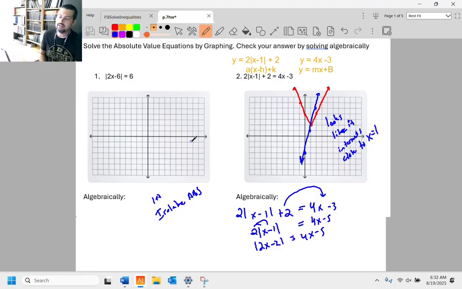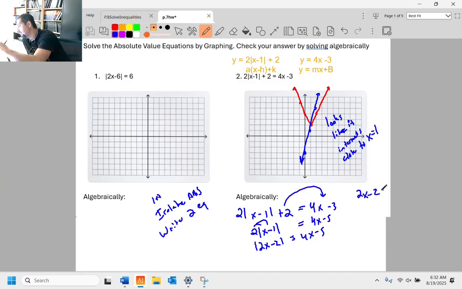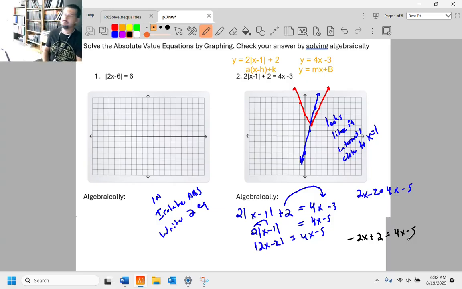Now that I've isolated absolute value, I'm going to write 2 equations. The first one will be as is without the bars. So 2x minus 2 equals 4x minus 5. And this is a hard skill for kids to know that they're supposed to write 2 equations. On the second one, I negate the sign of the stuff inside. So what's negative becomes positive, what's positive becomes negative. You leave the right-hand side alone. It's just the stuff that's inside the bars that you change. And then we just do some algebra, man.